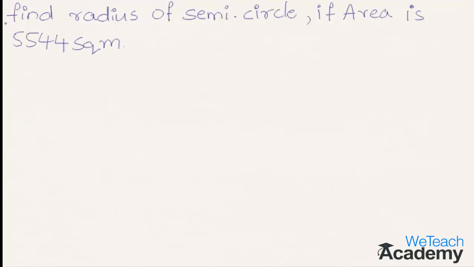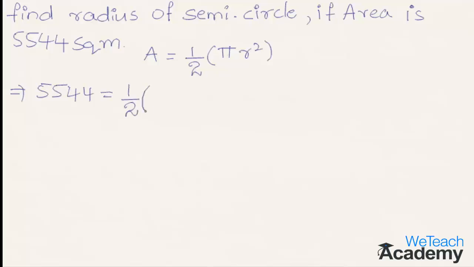So here the given example is to find the radius of semicircle if area is 5544 square meters. So here we are given with area. So here we already know that area of semicircle is given by the formula 1 by 2 into pi r square. And by substituting the value of area in the formula, we get 5544 is equal to 1 by 2 into 22 by 7 into r square.